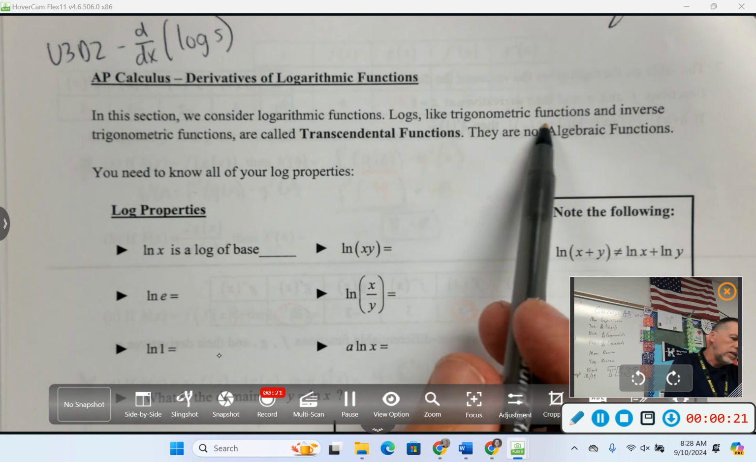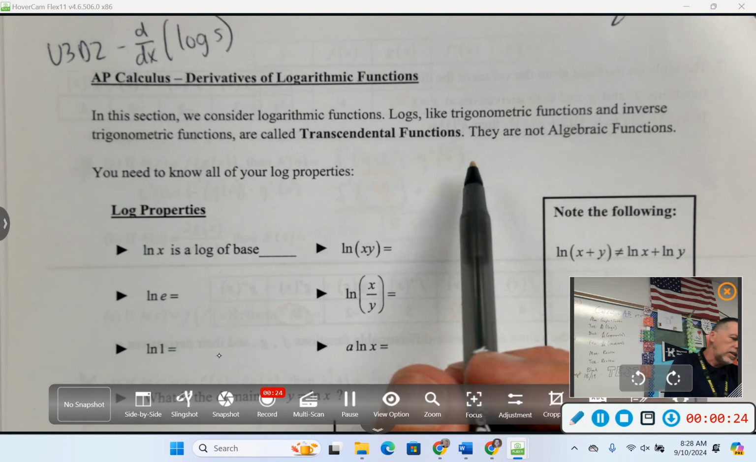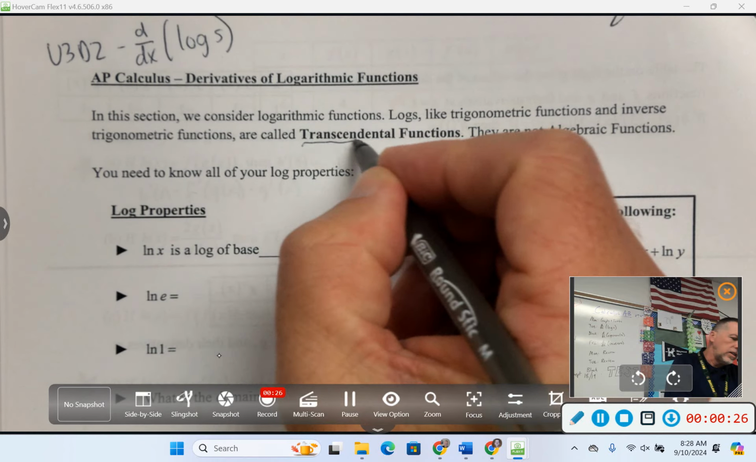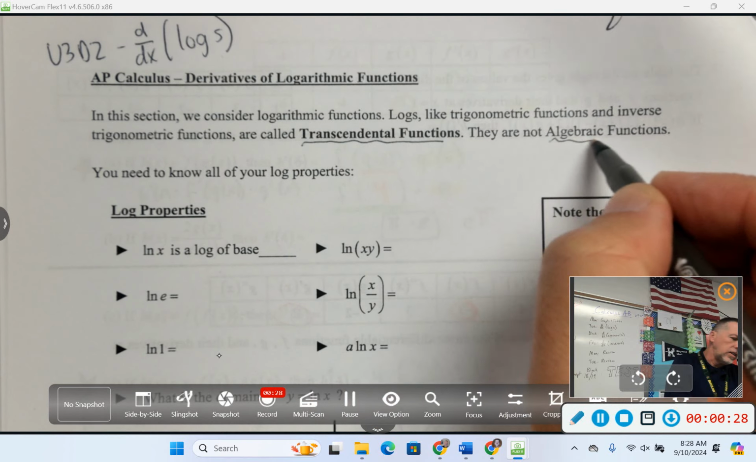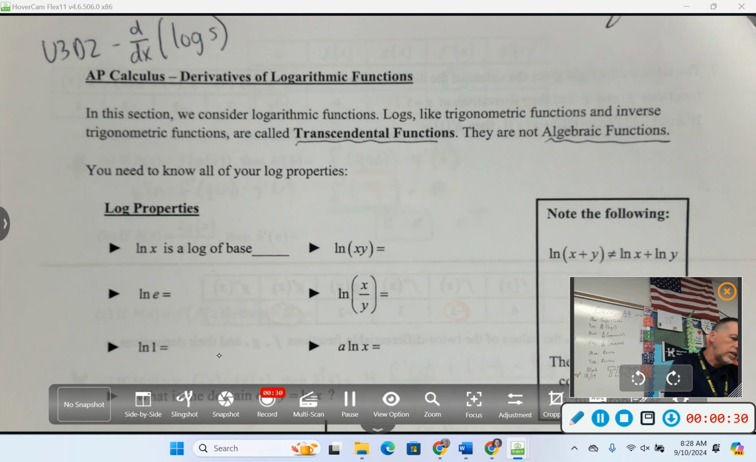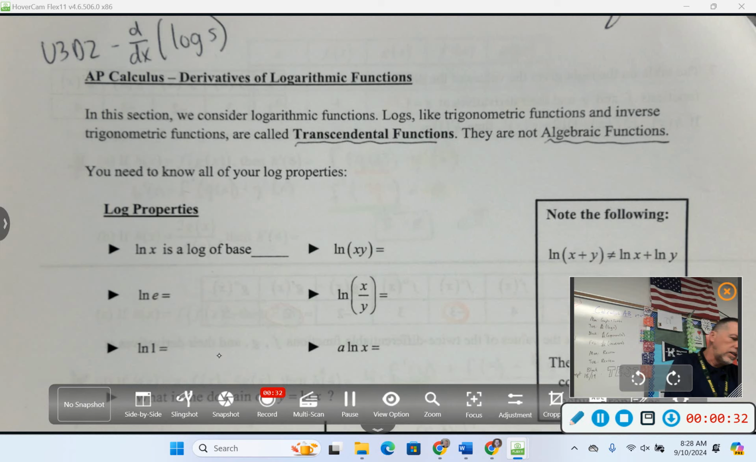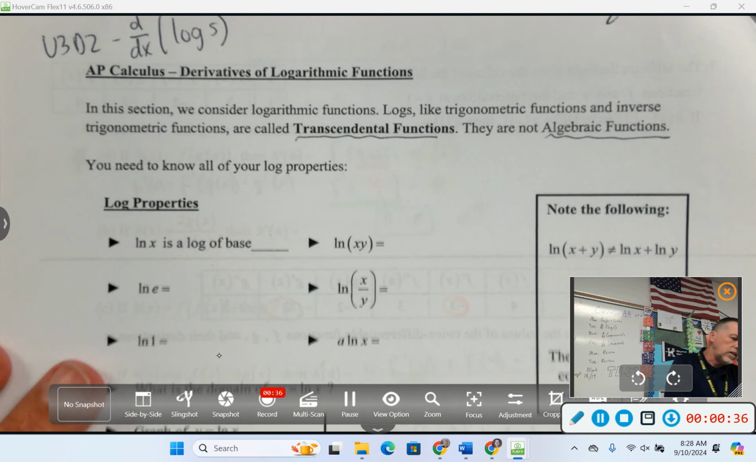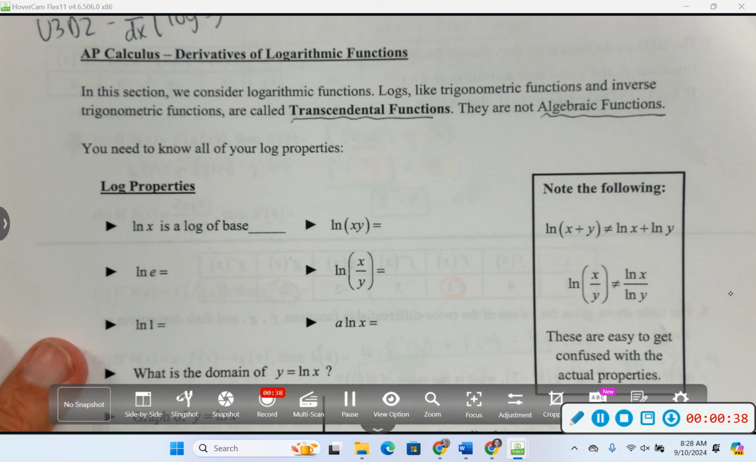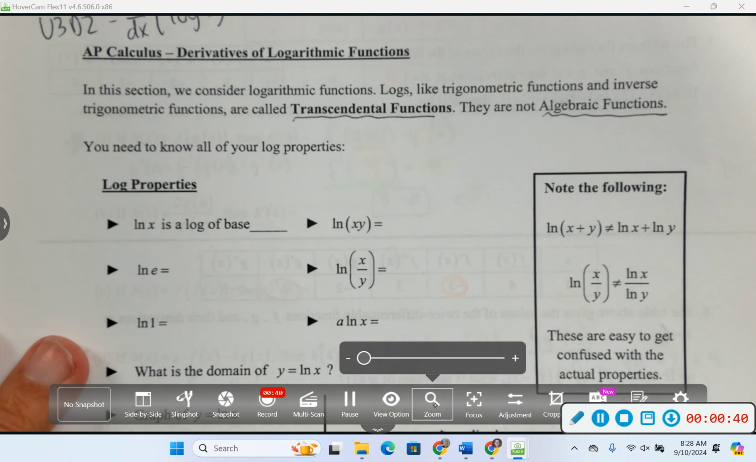Logs, like trig and inverse trig, are called transcendental functions as opposed to algebraic functions. I don't really know why they're called that, or more importantly, why you would even need to know why they're called that. Get my picture back in.